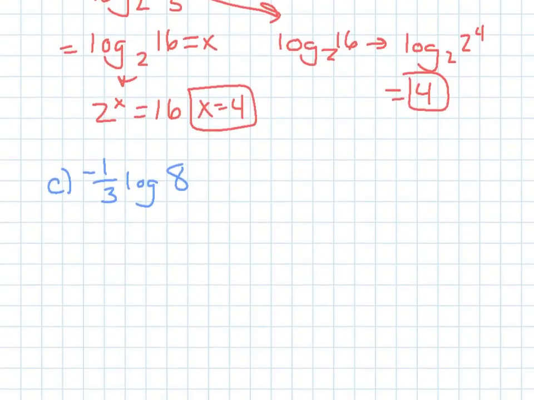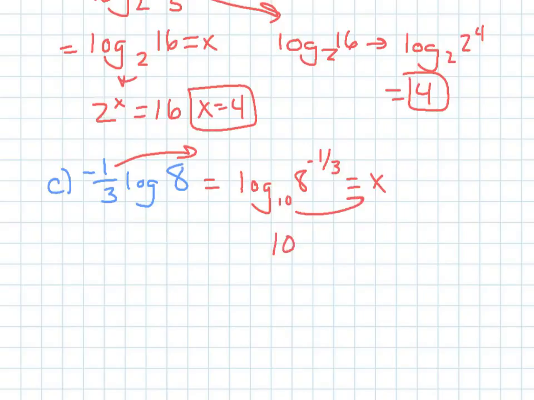Okay? Here, power property tells me that I need to move this up. So I get log of 8 to the negative 1/3. Okay? Now, this one, you probably can't rewrite it, so we probably should just set it equal to x on this one. Remember, this is a common log, because notice there's no base written here, so it would be 10. So move this over. 10 to the x equals 8 to the negative 1/3.